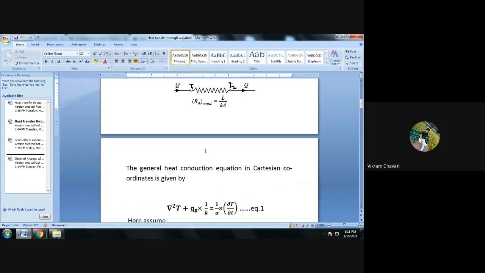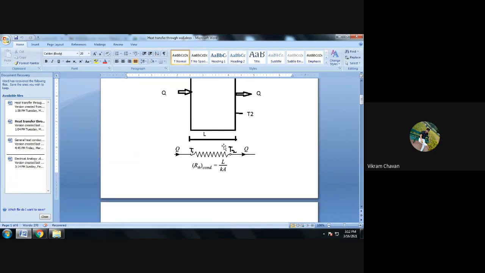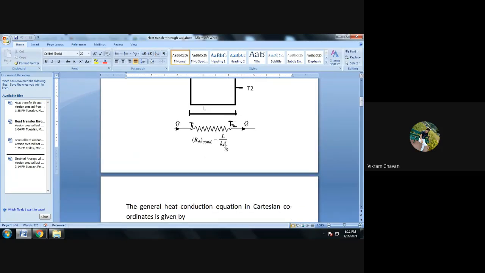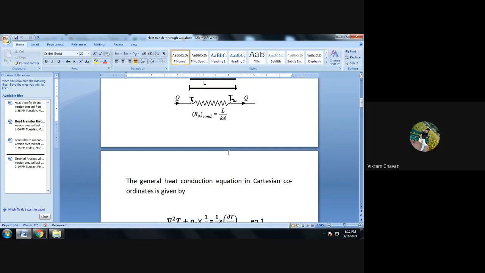We consider it in a Cartesian coordinate system, because the geometry is a rectangular geometry. Why are we considering the Cartesian? Because each point of this rectangular geometry can be measured by using the XYZ coordinate system. For that reason, we are considering the Cartesian coordinate system for the plane wall.